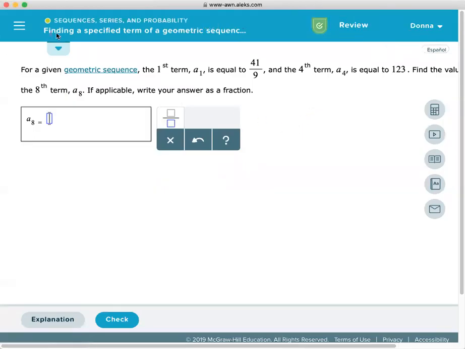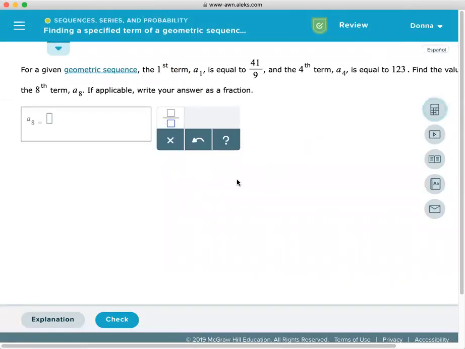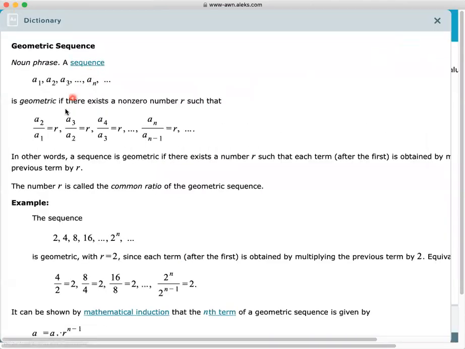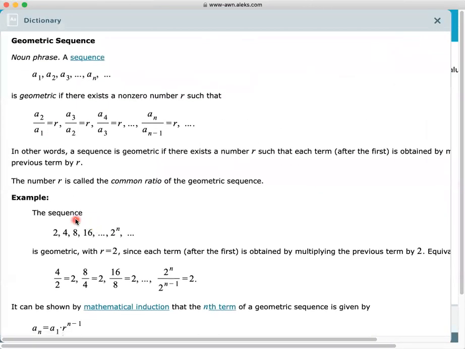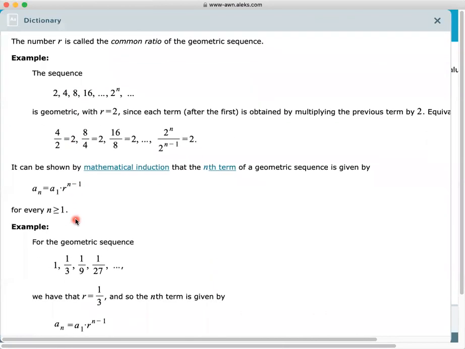I'm going to be doing a movie on finding a specified term of a geometric sequence given two terms of the sequence. So before we attempt to do this problem, let's discuss what is a geometric sequence. If we select this link, they give an example of a geometric sequence. They give the definition too, but I'm going to go to the example and then we'll come back and take a look at what they have written in the general form.